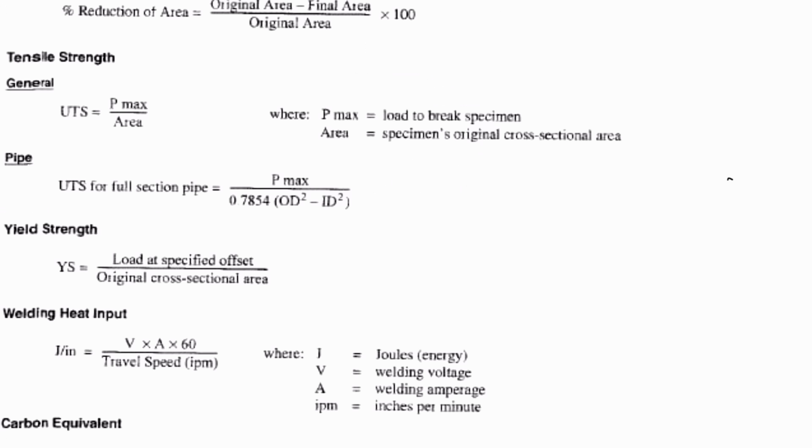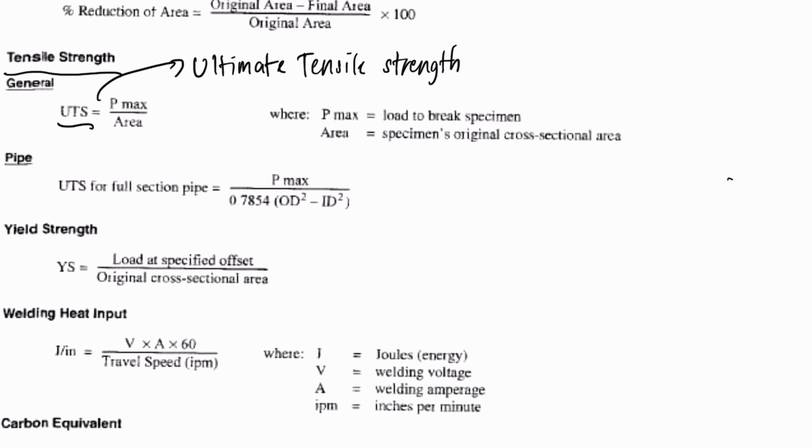The tensile strength measures the load it takes to break the specimen. It is a simple measure of force over area. So if you're familiar with pressure, it is synonymous to pressure. So this UTS is the ultimate tensile strength. This ultimate tensile strength measures the strength of the material at its breaking point. That's why the Pmax here is the load to break the specimen, and the area is the specimen's original cross-sectional area.